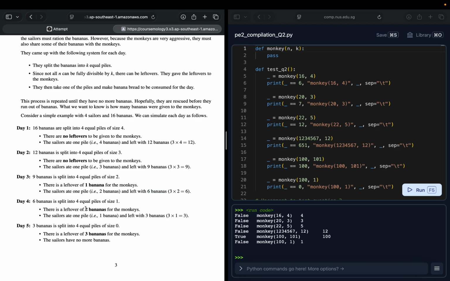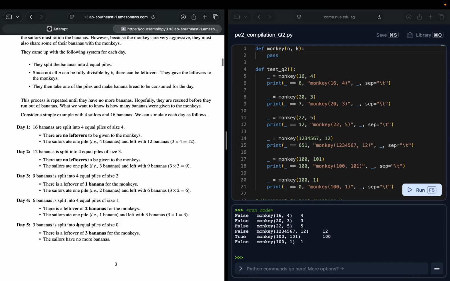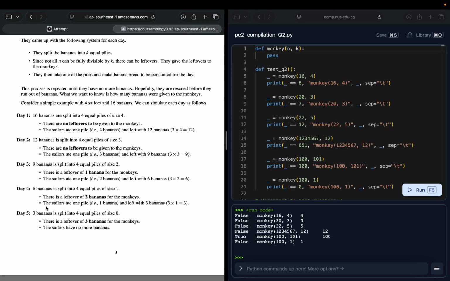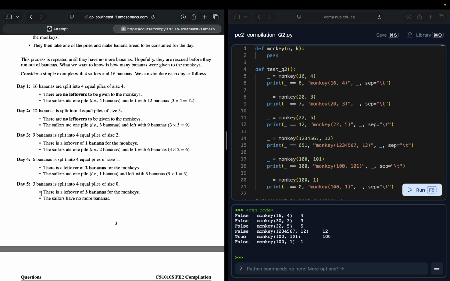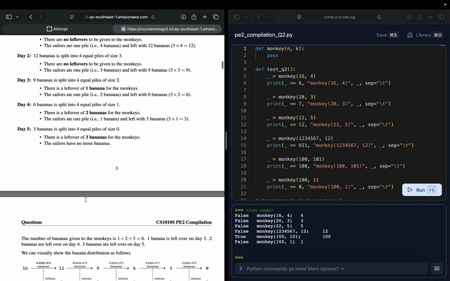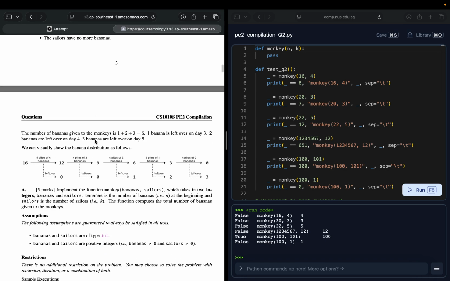Continue this process. This time we get a leftover of 2 bananas and the pile will be of size 1. So we are left with 6 minus 2 minus 1, which will be 3. And this time, when there are 3 bananas left, splitting it into 4 equal sizes would be of size 0. So there's a leftover of 3 bananas for the monkeys, and the sailors have no more bananas. This is where we stop. So counting the number of bananas given to the monkeys is 1 plus 2 plus 3, which is 6, which is interestingly also the function which we are supposed to write.